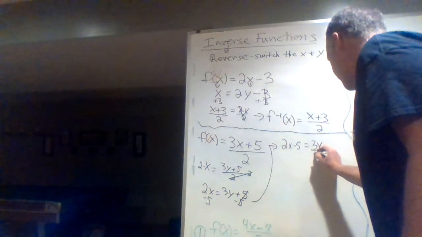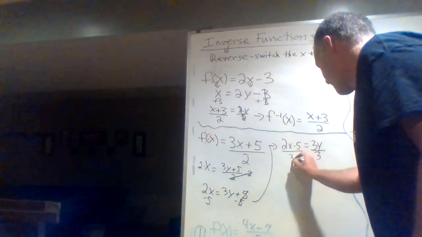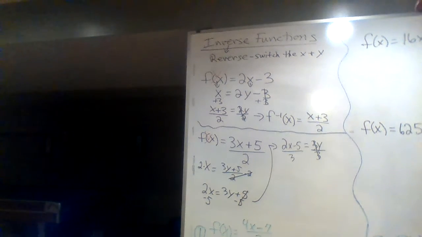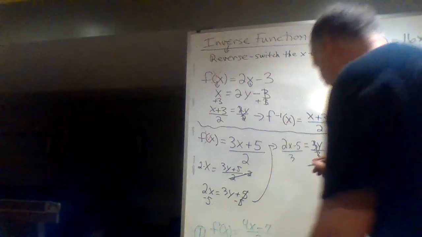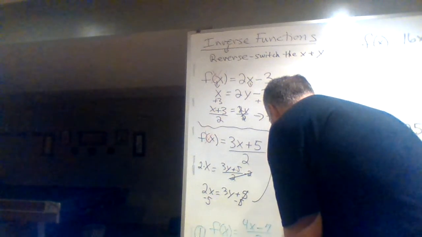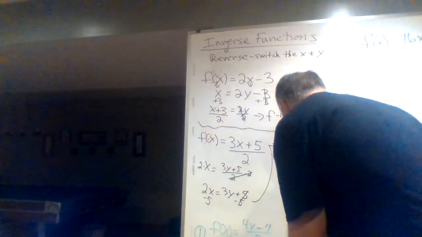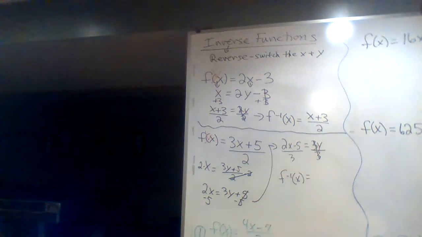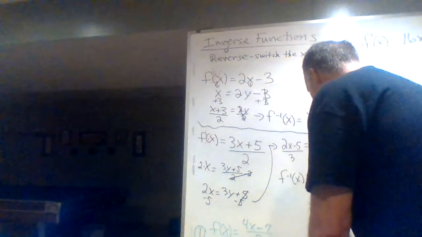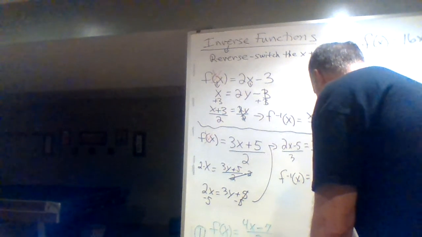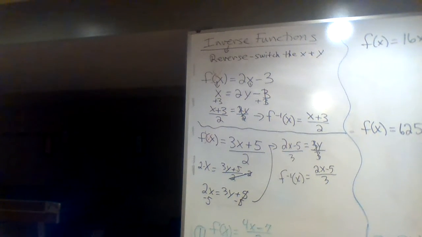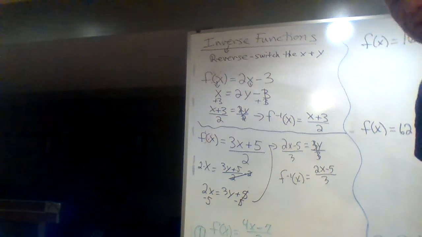Just like the other one, divide by 3. And that's as far as it goes, y's by itself. Now again, once y's by itself, we use that inverse function notation. And whatever's over here is my answer. So the inverse function, f of negative 1 of x, is that answer, which would be 2x minus 5 over 3. And that would be your answer right there. So again, we've got two different ones here depending on what I gave you.